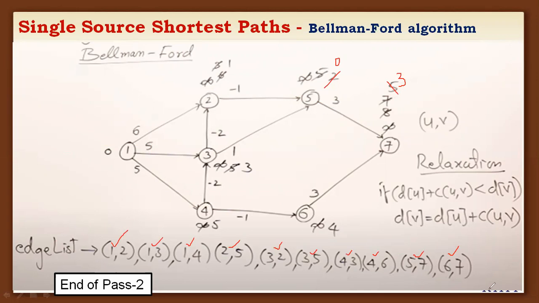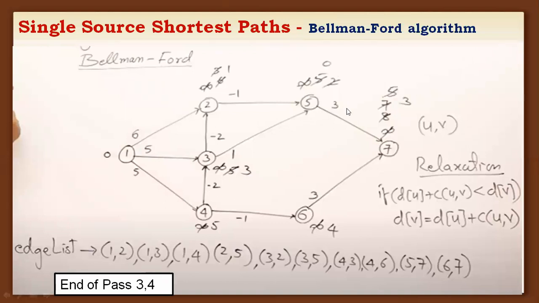In pass 3, at the end of the pass, two more changes occur: 0 and 3. Next, we will see the end of pass 3 values, and these are the changes that occur.